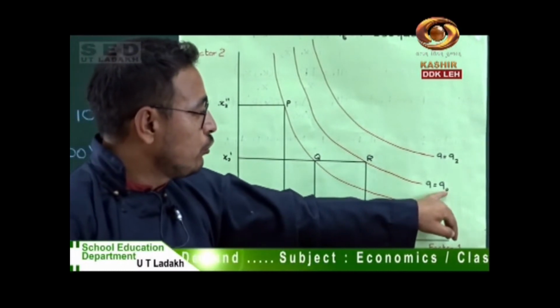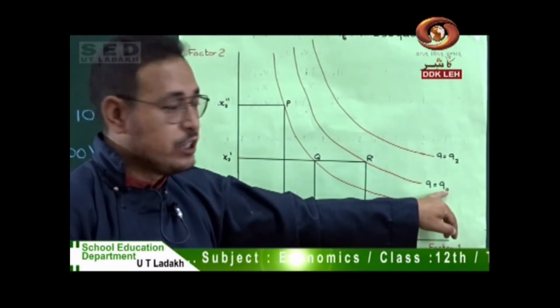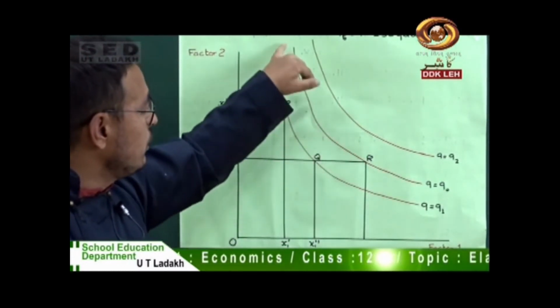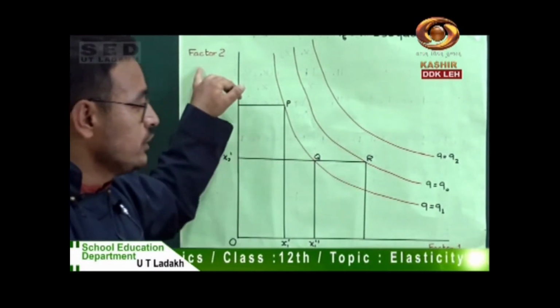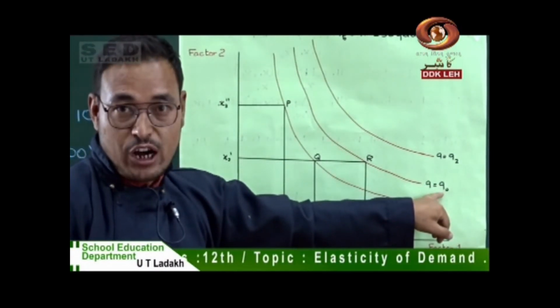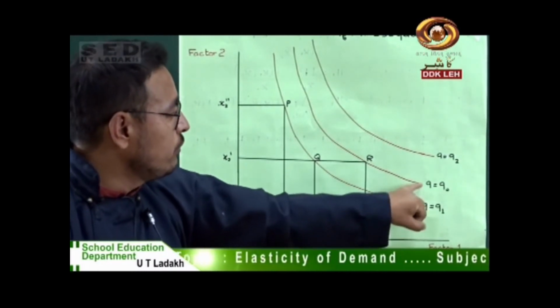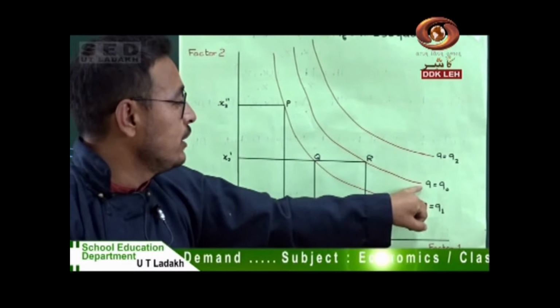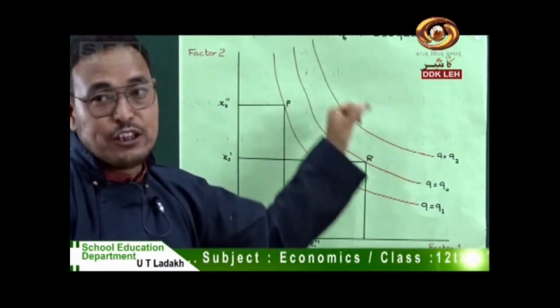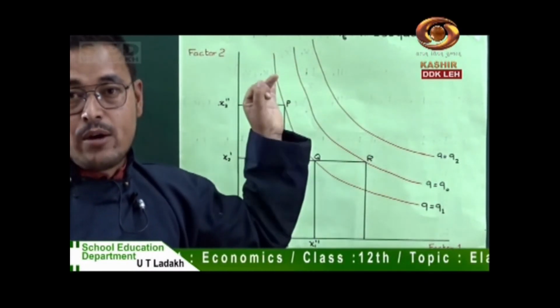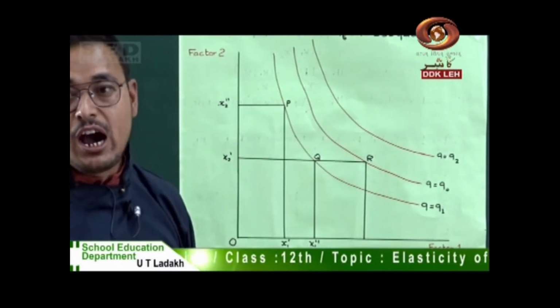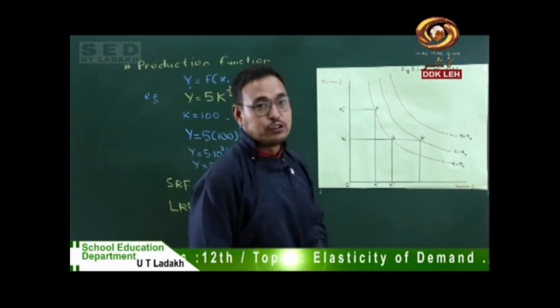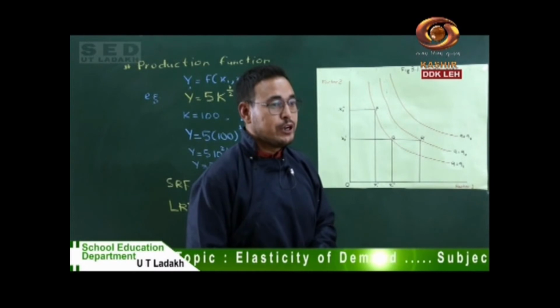Here, Q naught will be representing all those possible combinations of different factors that will be giving you Q naught output. It will be higher than your Q1, and similarly Q2 will be higher than Q naught. That means the higher the isoquants, the higher will be the production, or the output. That is the concept of isoquant. Isoquant is also very important.